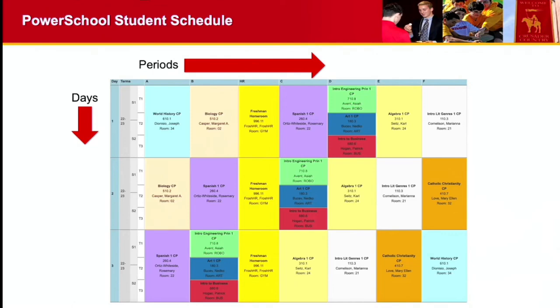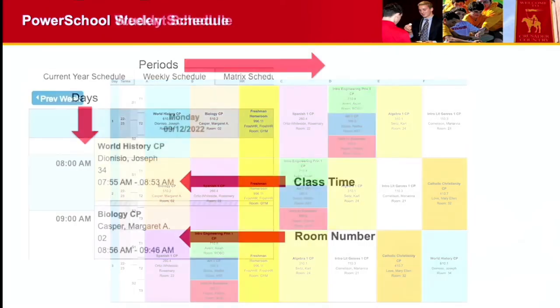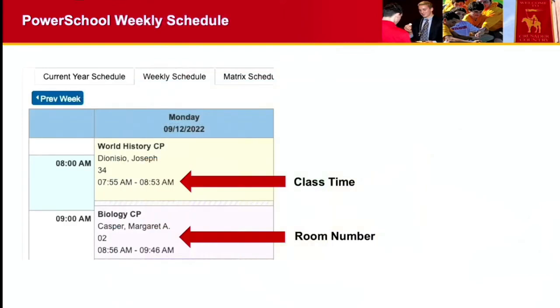What I think makes all this easier in PowerSchool is looking at the weekly schedule, because each week, PowerSchool will automatically populate a schedule based on your classes and based on the calendar day. So on Monday, the first day of class, September 12th, this student will, at 7:55, have the first class, world history. That goes to 8:53. And then the student would then go to room 2 for biology, which is 8:56 to 9:46. Okay, so the class time and the room number are on the weekly schedule.